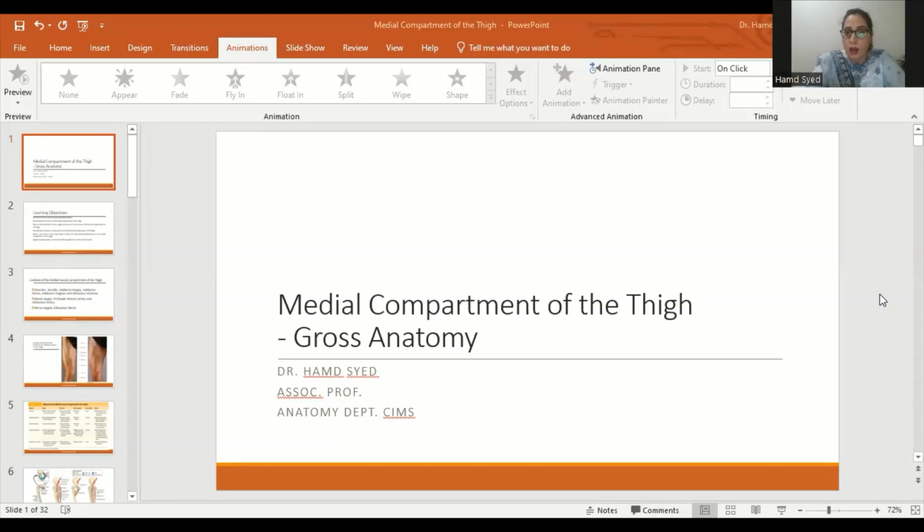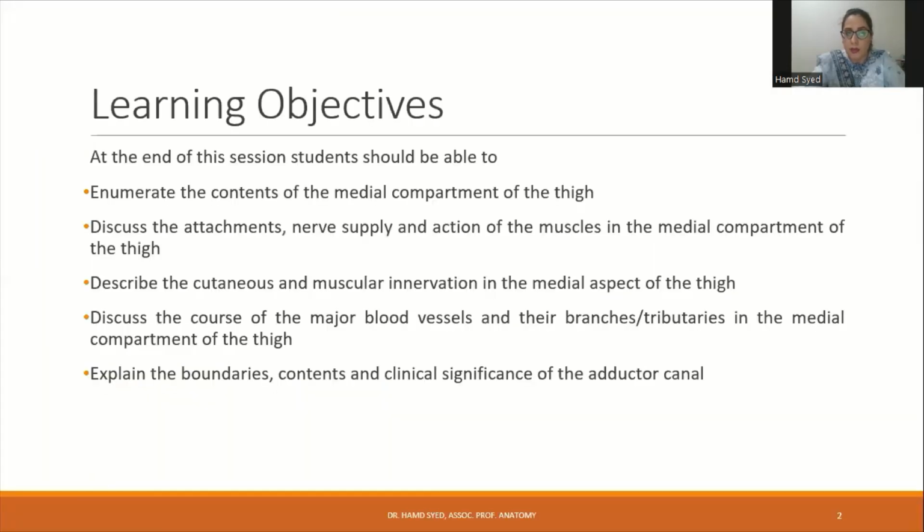And today I'll be discussing with you the gross anatomy of the medial compartment of the thigh. As you can see, these learning objectives are in front of you. Today we're going to be discussing the contents of the medial compartment of the thigh, as well as the attachments, nerve supply, and action of the muscles over here.